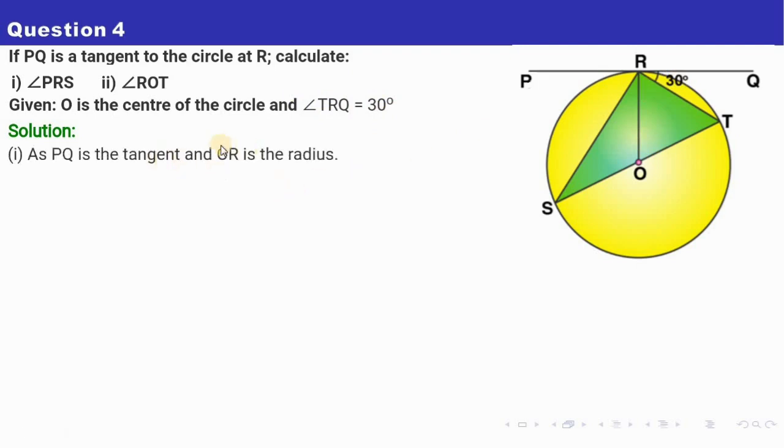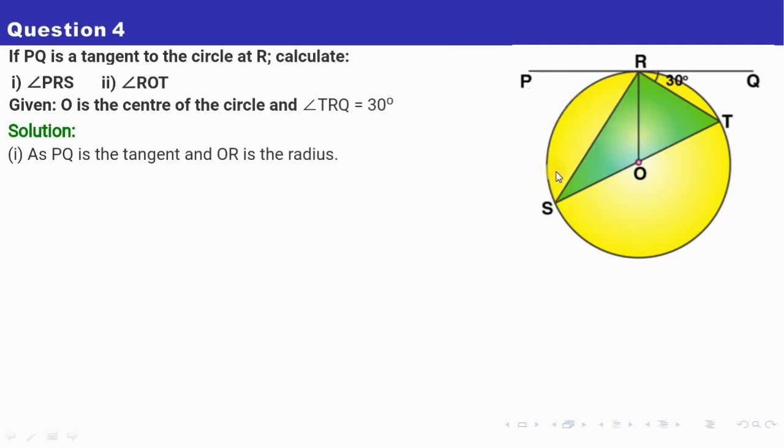Okay, so we need to calculate PRS, right? So PRS means this angle, and what is this angle? This angle is formed by this tangent and this chord, that is SR. So basically you are using a chord and tangent, so that's why you can make use of something called alternate segment theorem.